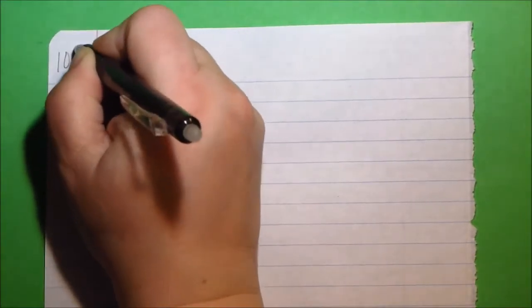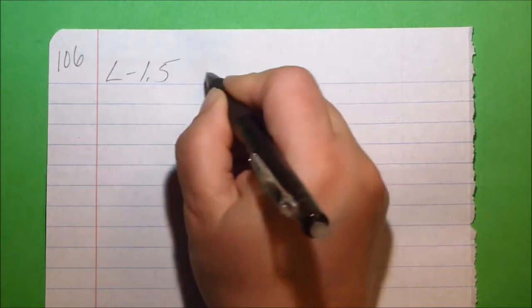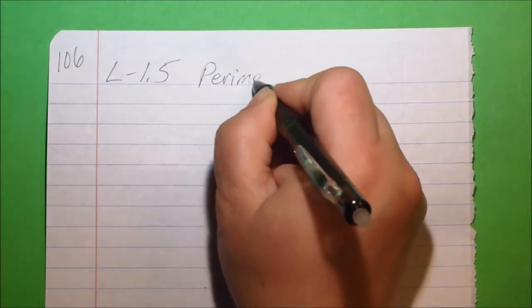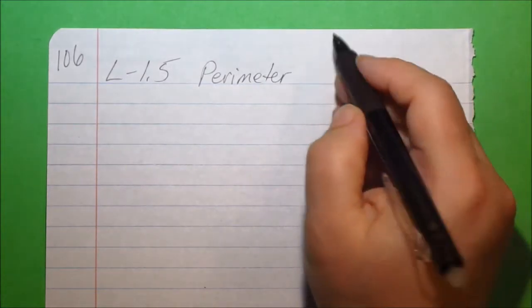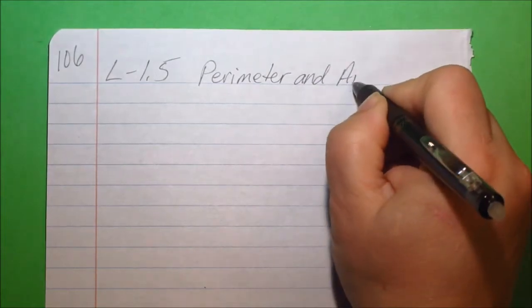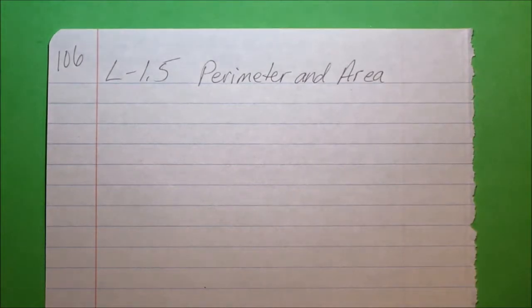This is lesson 1.5 out of the Rates, Ratios, and Statistics book. In my class, this lesson is on page 106, and lesson 1.5 is titled Perimeter and Area. It probably could have been titled better. We've dealt a lot with perimeter and area, but this time we're dealing with perimeter and area with conversions in our units, both customary and metric. All right.